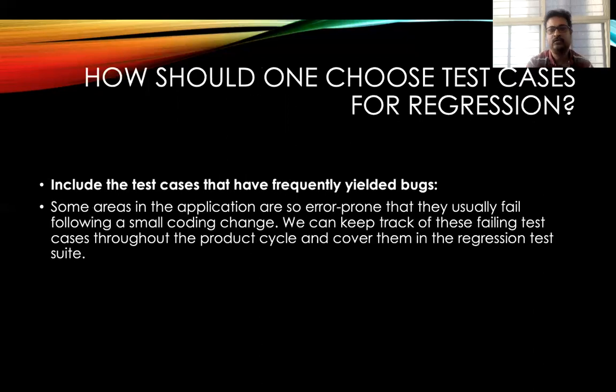So how should one choose the regression test cases? Here you have 5,000 test cases, so how will you choose? First, include the test cases which have frequently led to bugs. There are some weak areas in the product, some test cases which fail or break frequently, or you have seen a pattern that these are the areas where you get the most bugs, or from your experience you know these bugs get repeated or break frequently. So pick up those test cases.